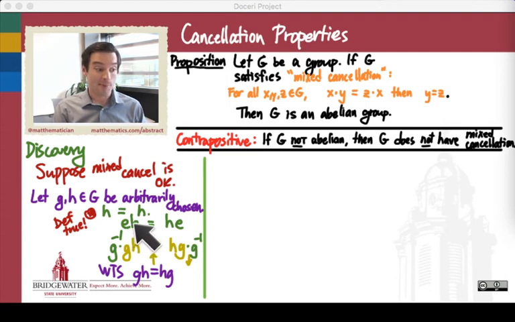But by the inverse property, that identity can be written as G inverse times G on the one hand, and G times G inverse on the other hand. That's also one of the properties of a group. It's the inverse property. And then this last step is an application of the mixed cancellation property that we assumed is true for our group.